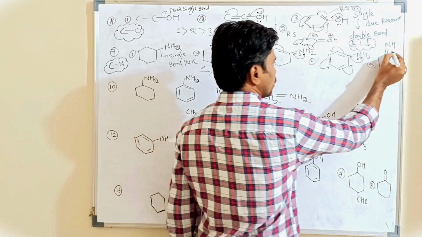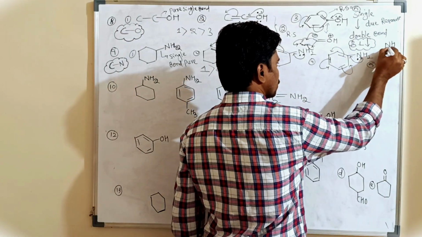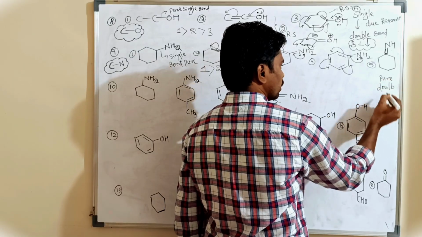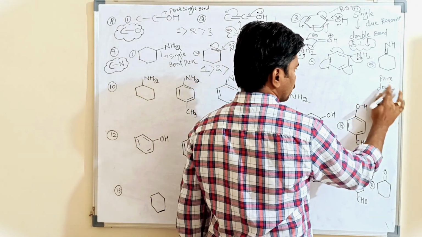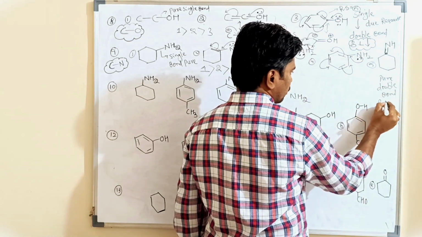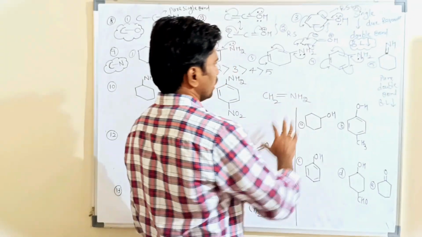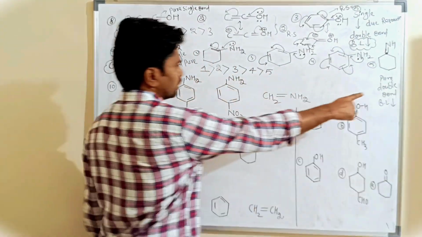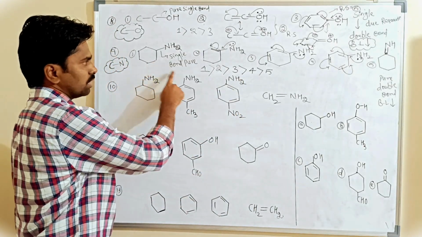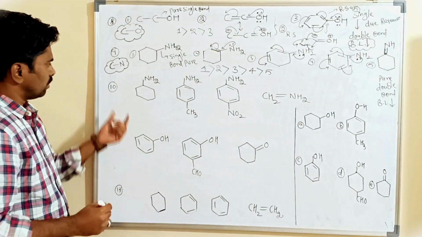Fifth, there is a pure double bond between the carbon and nitrogen. If there is a pure double bond, the bond length will be less. So finally there is a pure double bond; this is the fifth one. Come to the first one, which is a single bond. Okay, right. Next, come to the 10th question.